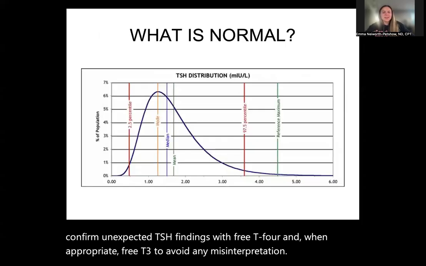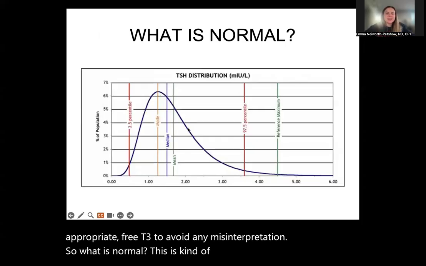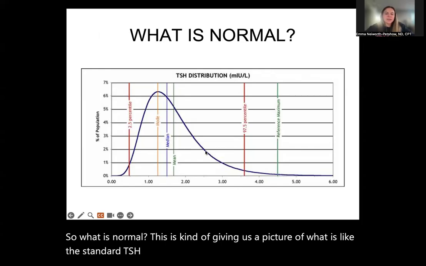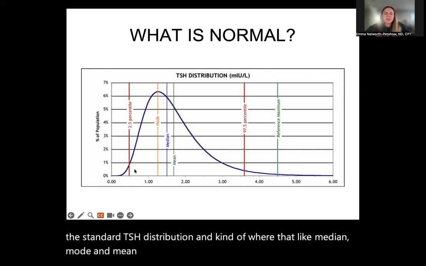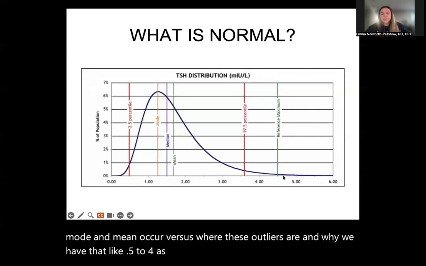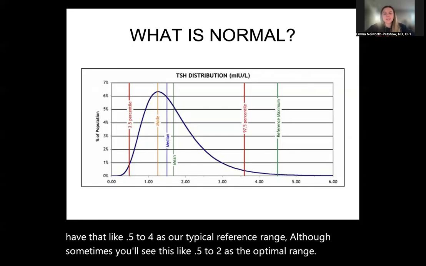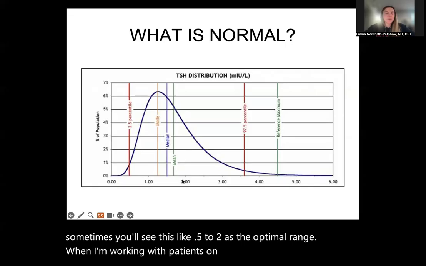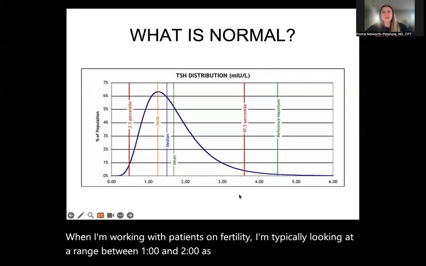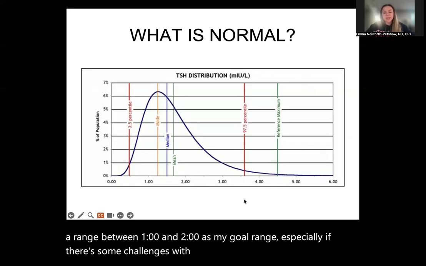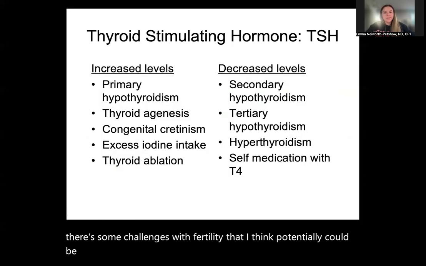So what is normal? This gives us a picture of the standard TSH distribution and where the median, mode, and mean occur versus where the outliers are, and why we have 0.5 to 4 as our typical reference range. Although sometimes you'll see 0.5 to 2 as the optimal range. When I'm working with patients on fertility, I'm typically looking at a range between 1 and 2 as my goal range, especially if there are some challenges with fertility that I think could potentially be related to thyroid.